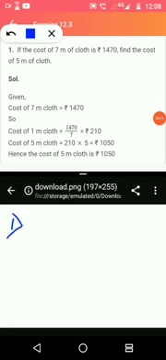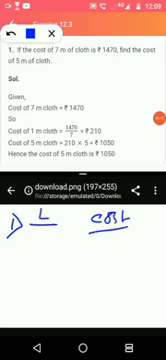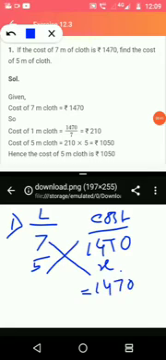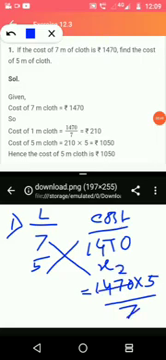So see the first question. If the cost of 7-meter cloth is 1470, I have the length of the cloth and I have the cost. As the length increases, the cost will increase. So what will 5-meter cloth cost? It is just cross multiplying. 1470 into 5 divided by 7. 7 2s are 14, 7 was a 2, so this is 1050. So it is rupees 1050.